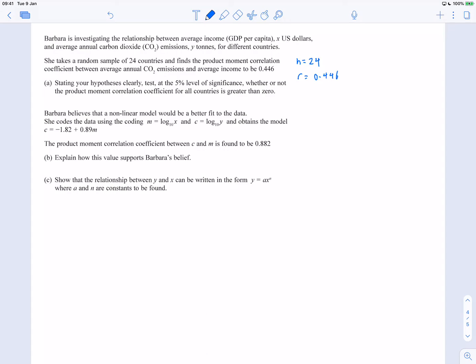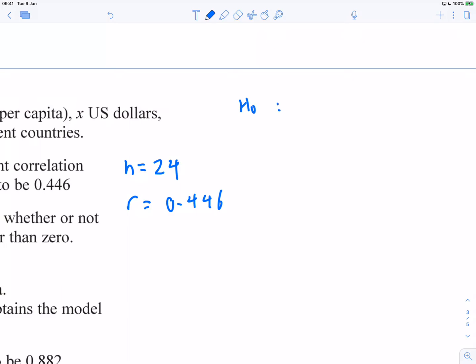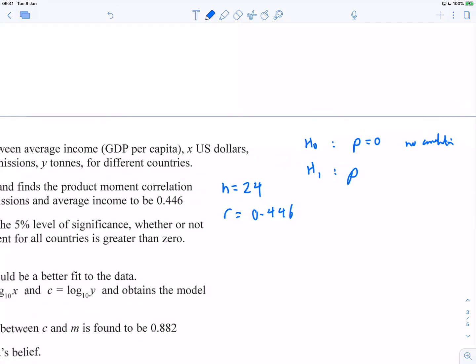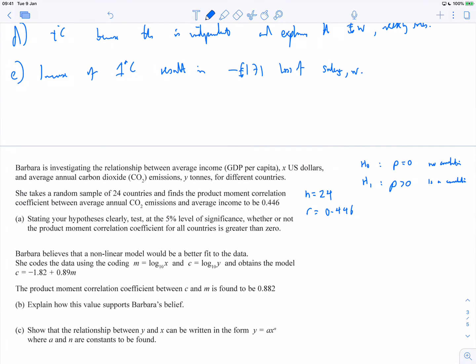And the coefficient between them, her rho value, or it should be r really because it's a sample, is 0.446. Stating her hypothesis clearly, she tests at the 5% level whether or not the PMCC for all countries is greater than 0. So H0 is rho equals 0, i.e. there's no correlation, and H1 is that rho is greater than 0, that there is a positive correlation. Okay, so we want the 5% significance level where n is 24.